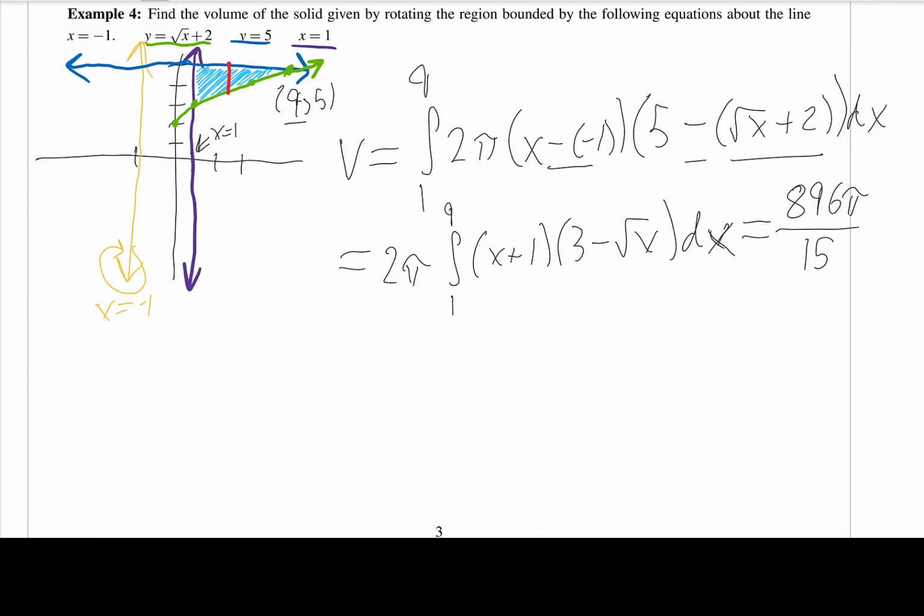Right, and this is a pretty big number, and it kind of doesn't look that it should be that way because on my graph, this blue area is so small. But the reason it's so small is because x equals 9 should have been like way over here. Okay, and so that would have made our blue area a lot bigger.